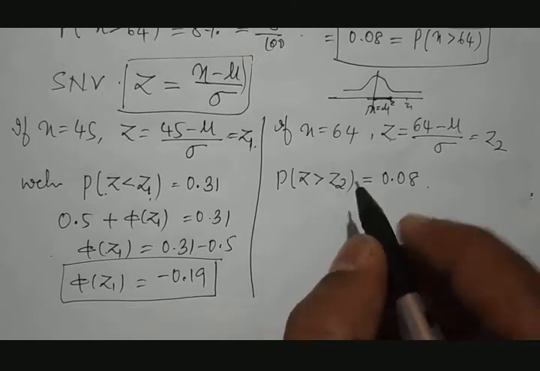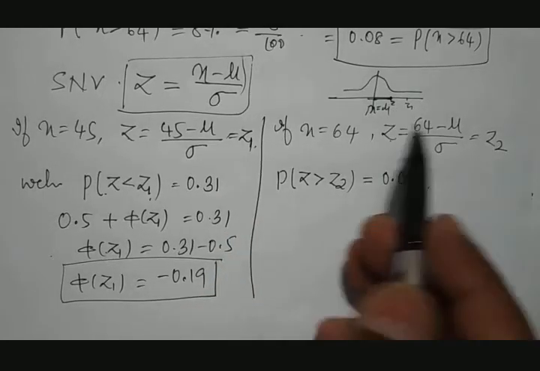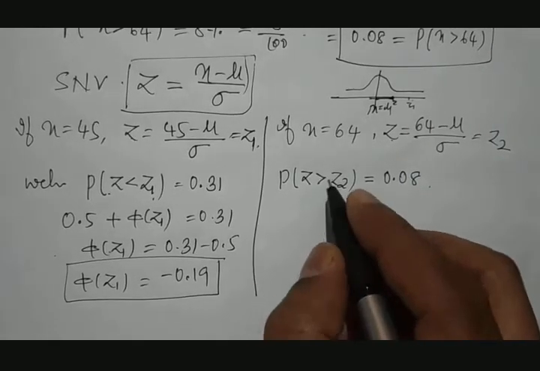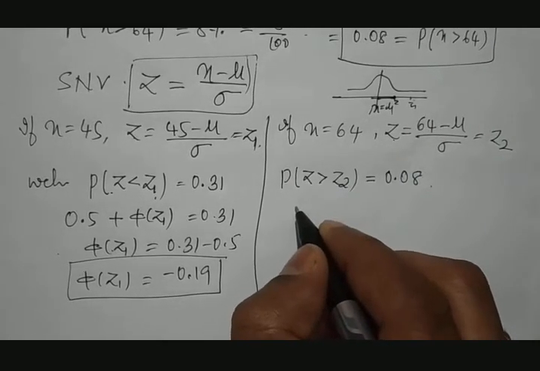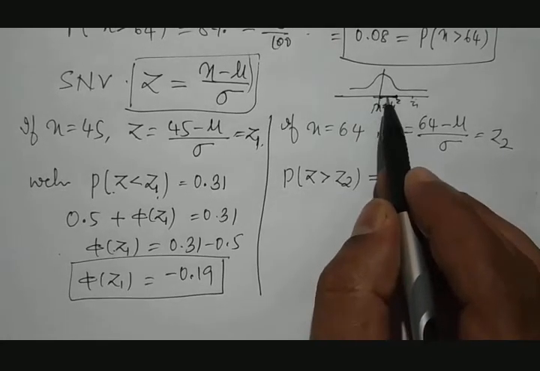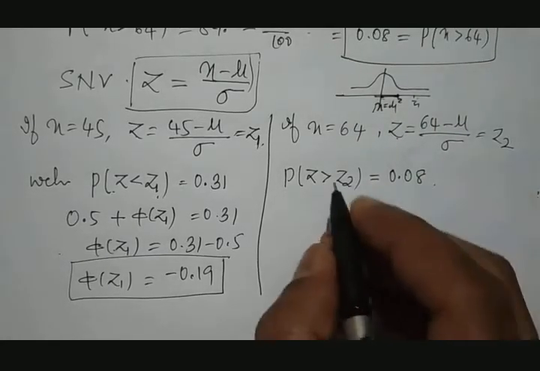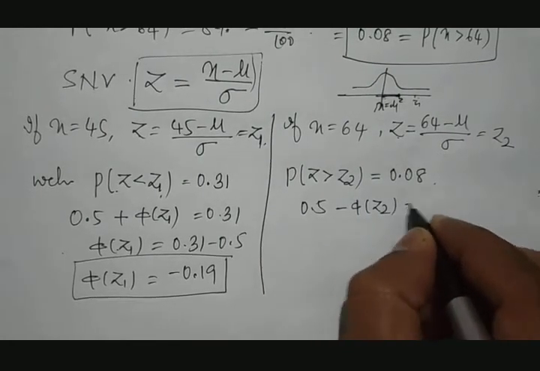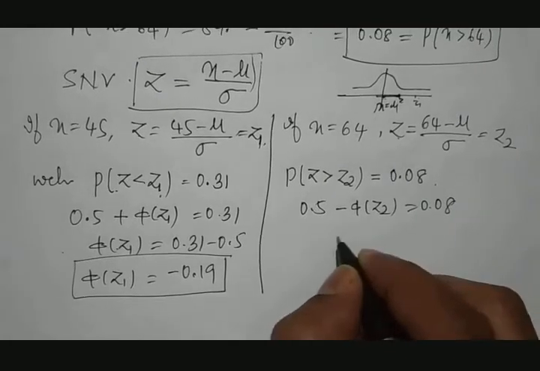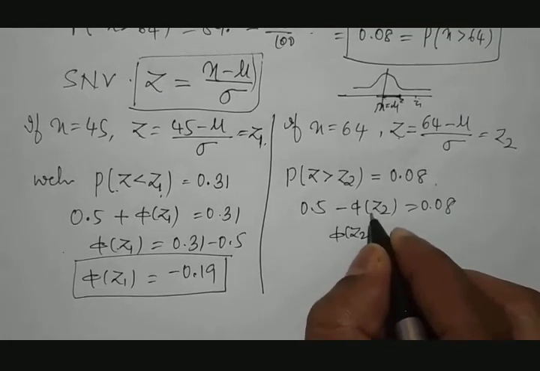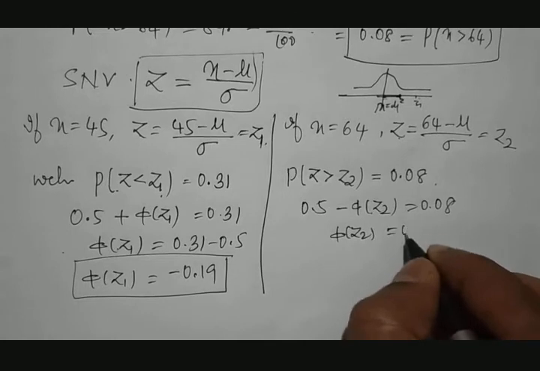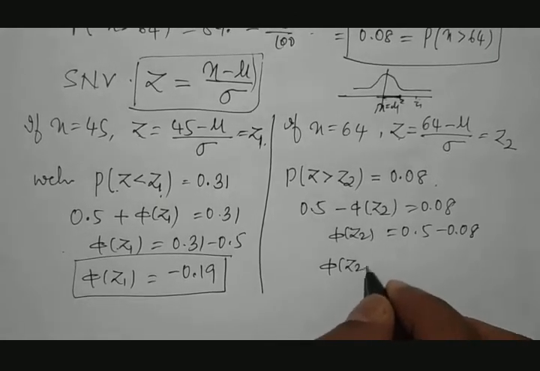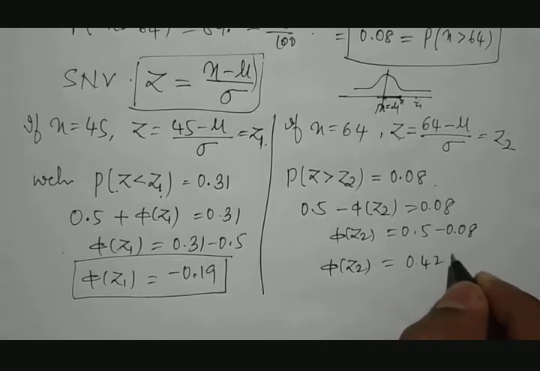Similarly, z is greater than z2. Now z will be what? More than z2. More than z2 means what? From here it will continue. So how will it be taken? It will be taken as the probability from 0 to unlimited, that is 0.5, half, minus pi of z2, which is equal to 0.08. Therefore, pi of z2 is equal to, taking this term here, 0.5 minus 0.08. Therefore, pi of z2 is equal to 0.42.